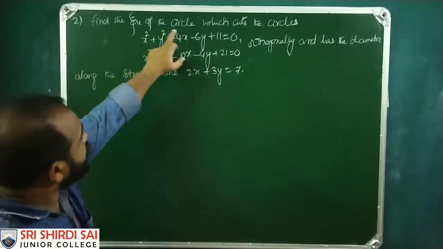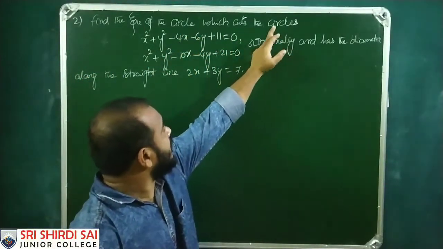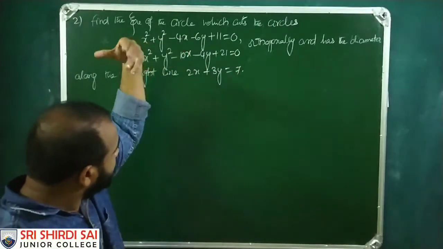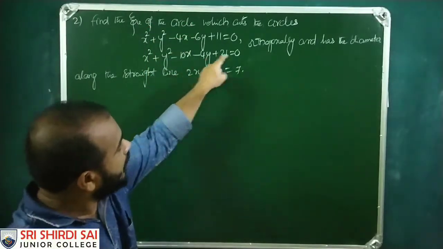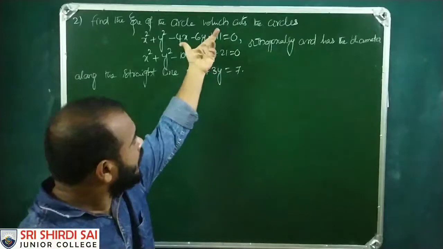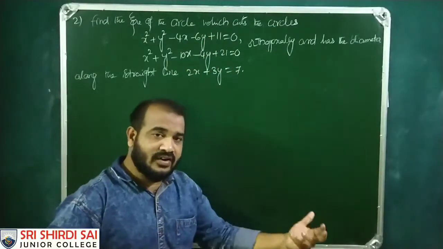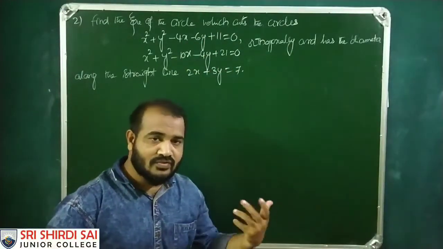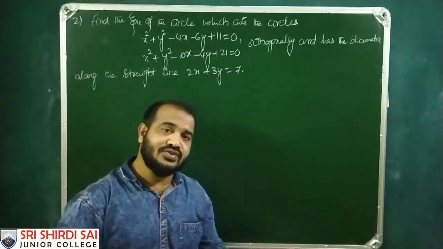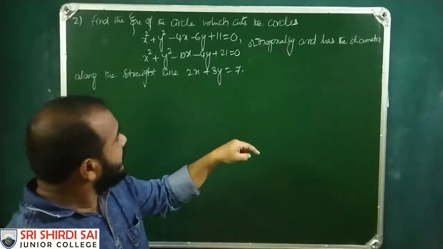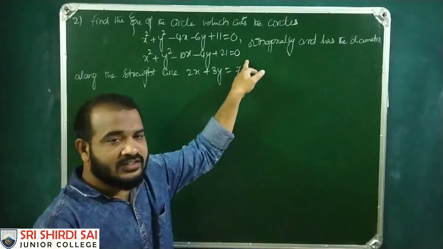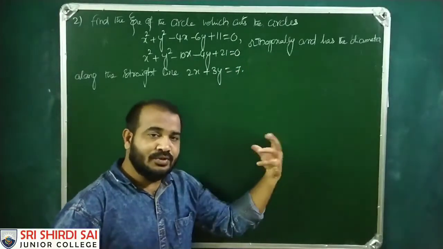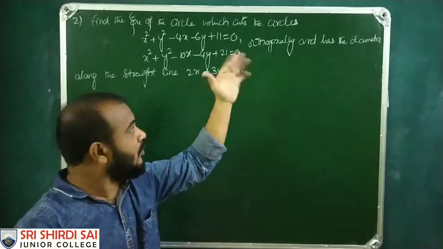Find the equation of the circle which cuts the two given circles orthogonally. So as usual, let us take the required circle to be x square plus y square plus 2gx plus 2fy plus c equals to 0, the general equation. And since it cuts both the circles orthogonally, the condition of orthogonality is to be used for both of them. That is point number 1.